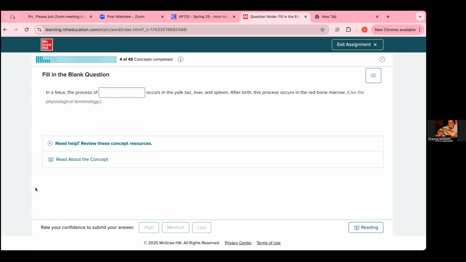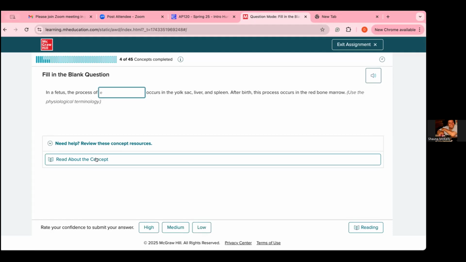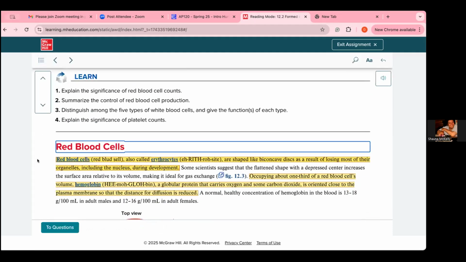I would say I would go with the one in parenthesis. I don't remember. Erythropoiesis, something like that. Yeah, I have trouble saying that word. Erythropoiesis.